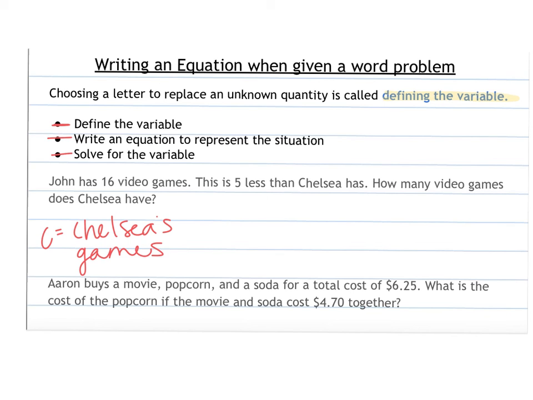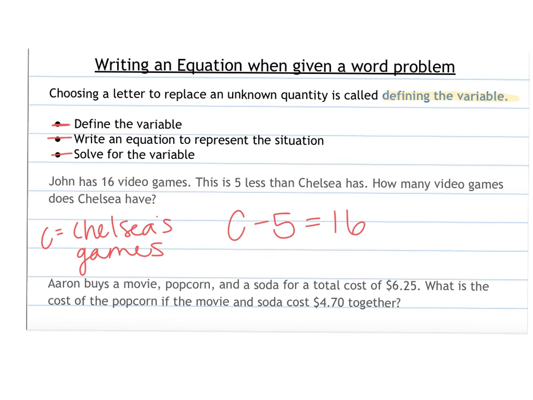So John has 16, so we know how many he has. John has 5 less than Chelsea. So I'm going to take however many Chelsea has. We don't know. And we're going to subtract off the 5. And that's going to equal how many games John has. And he has 16. And then we could solve this equation to figure out how many games Chelsea has.